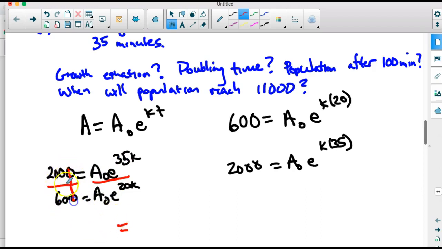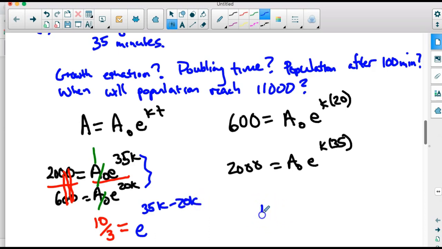So reducing this, I'm not going to use my calculator yet. Reducing this, we got 20 over 6. That's going to be 10 over 3. We're going to leave it that way, reduced. Now when we divide a sub 0 by a sub 0, they reduce to 1. And when we divide e with the power, we subtract the power. So it's e to the 35k minus 20k. And we can actually do that. So we got 10/3 equals e to the 15k. Now we don't have a sub 0 because when we divided, it reduced down to 1. We got rid of that. Now we can just solve this equation, and that should give us the growth rate.